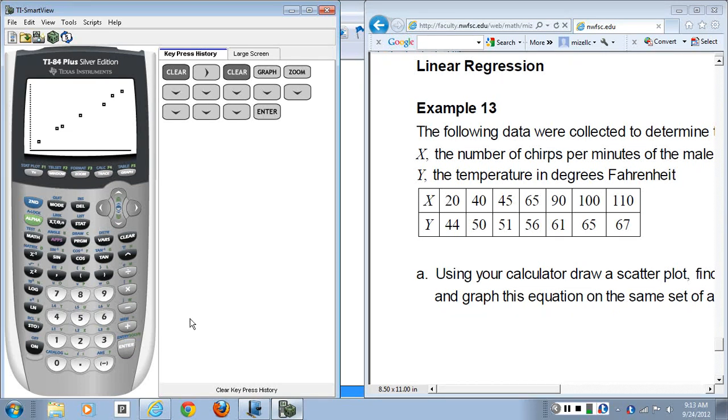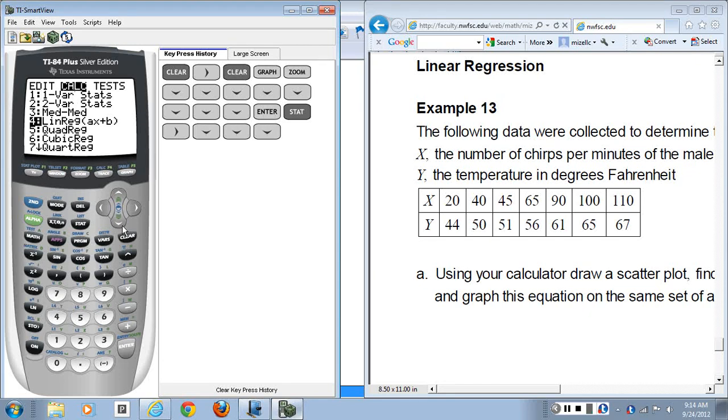Now to get the calculator to find the equation, it's these steps. Follow these steps along with me. Stat button, right arrow to the calculate menu. Notice the calculate menu. Number 4, linear regression equation of the form ax plus b. And your X list should by default be L1 and Y list L2. X list L1, Y list L2.